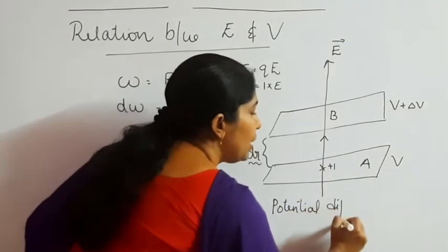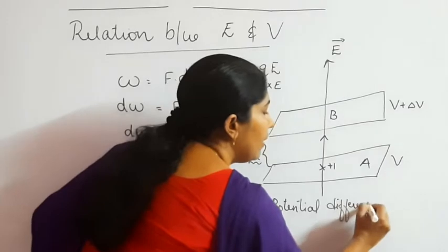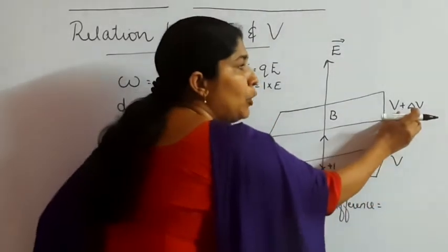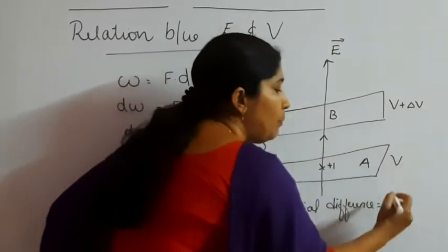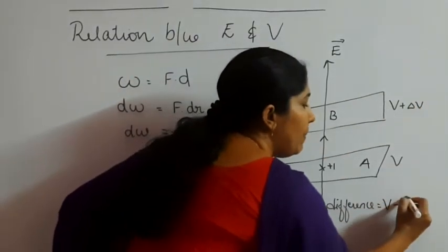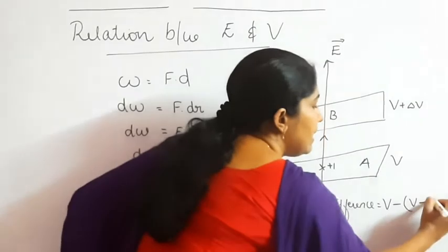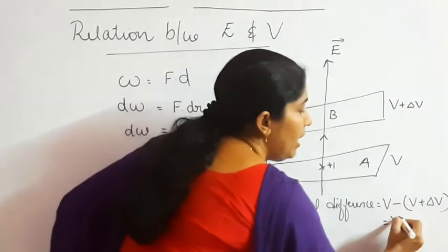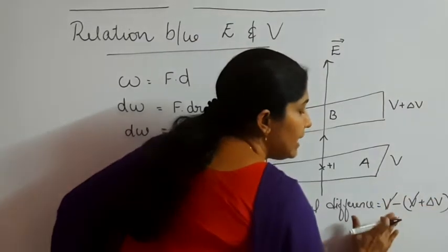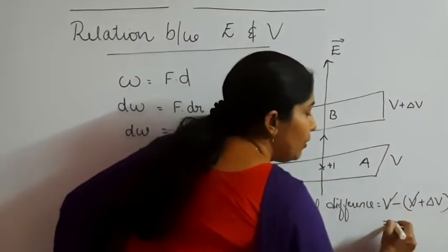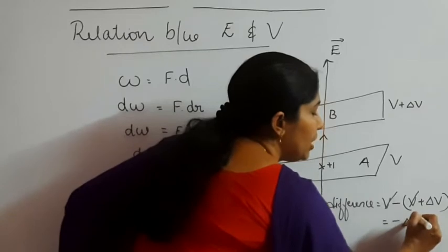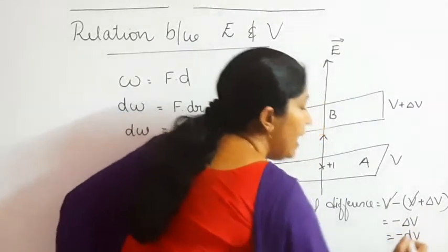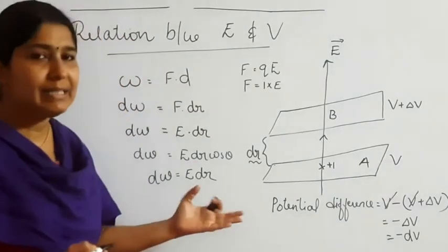Potential difference is equal to... V is the potential here. Here the potential is V plus delta V. Then the potential difference is equal to V minus V plus delta V, and the V gets cancelled. Therefore, the difference in potential is equal to dV, or delta V. Delta V can also be written as dV.